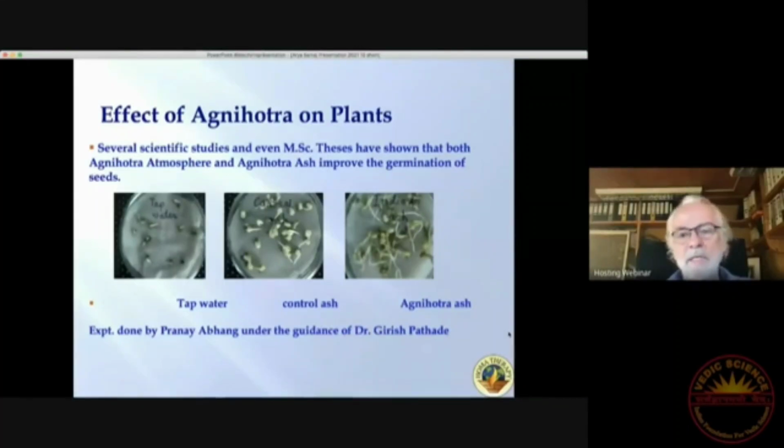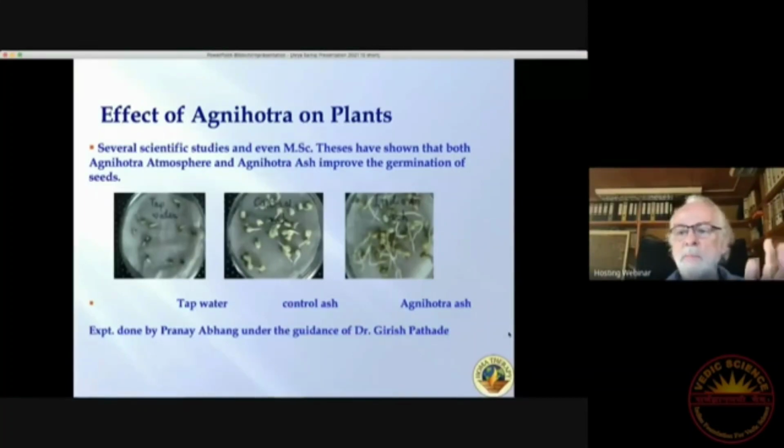Everybody can easily do it, even on school level. It can be done. It has been done. You just take some plate, some tissue, and water, and you add some seeds. And then each day you add water, normal tap water, and then Agnihotra ash water. But as we know, any ash has nutrients. It would not be fair to compare tap water with Agnihotra ash water.